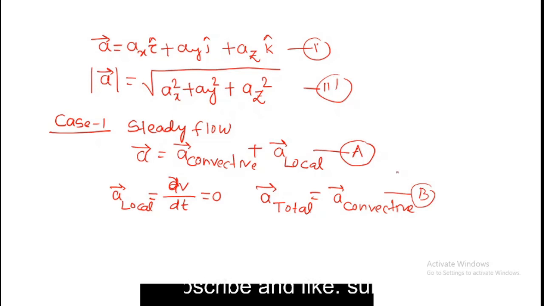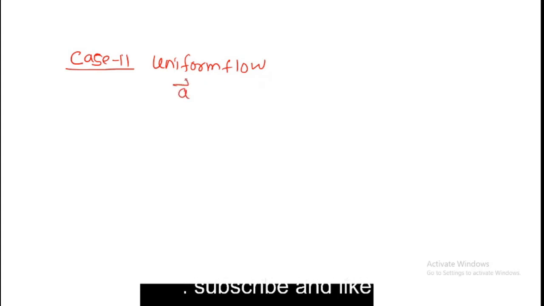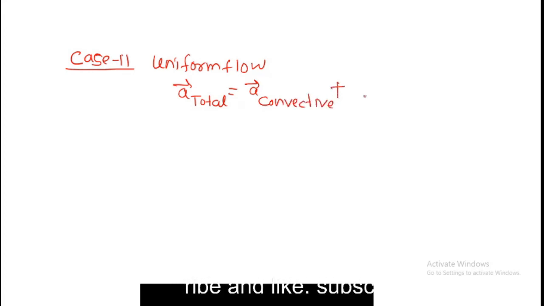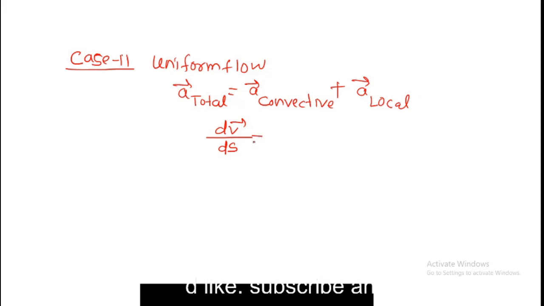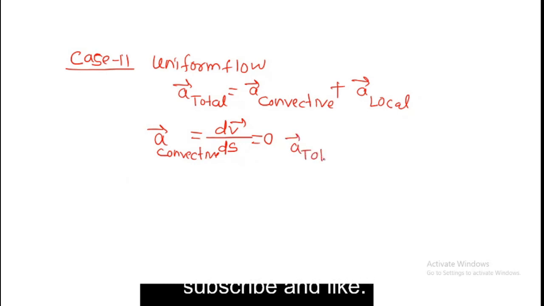Okay, if you take case 2, uniform flow, the total acceleration is the addition of convective acceleration plus local acceleration. For uniform flow, the change in velocity with respect to space, with respect to ds, will be equal to zero. That is nothing but the convective acceleration, so this is zero. Now the total acceleration is equal to only local acceleration.